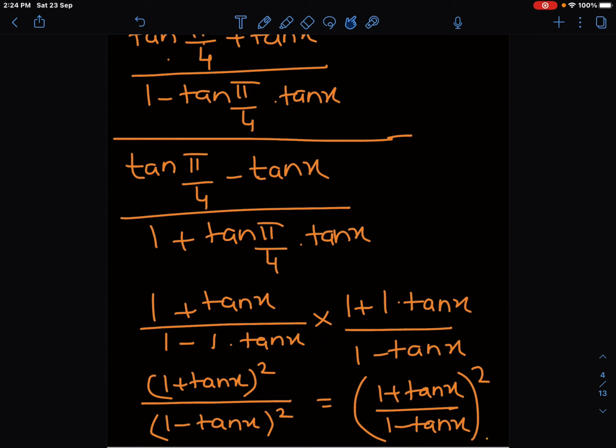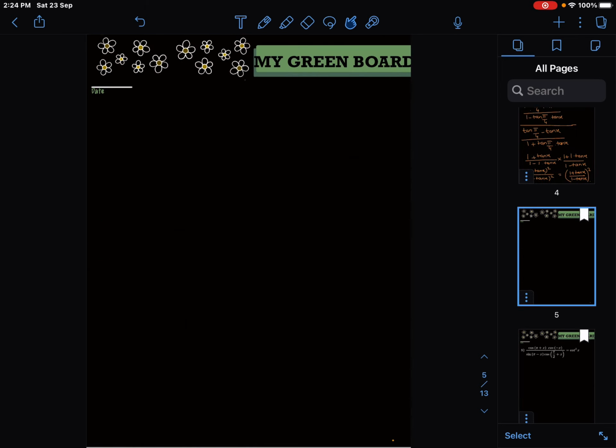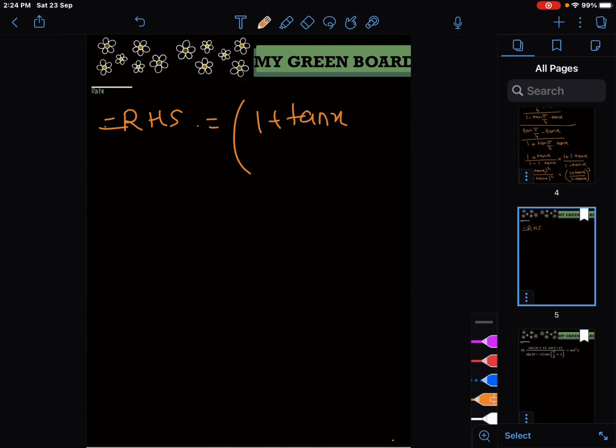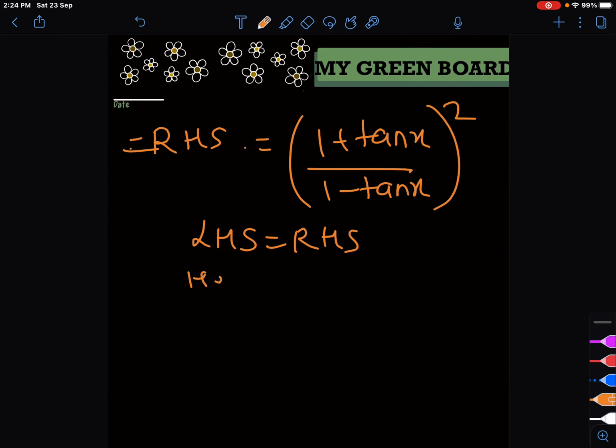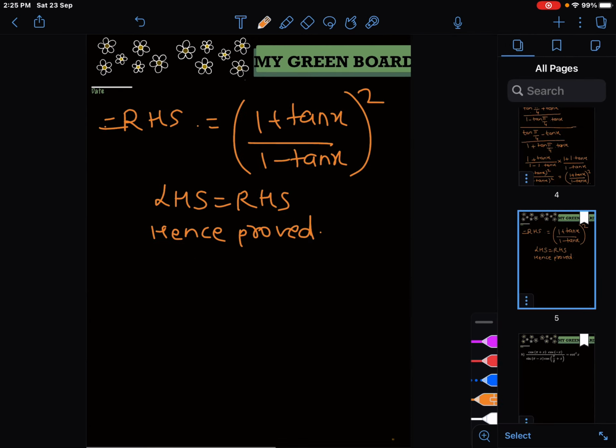This is your RHS. So your RHS, which is equal to your RHS. So your answer is 1 plus tan x by 1 minus tan x the whole square. So LHS is equal to RHS. Hence proved. Please write these steps. Don't leave it; in the end you have to write this, LHS is equal to RHS. You have to prove this because this is a proof sum and you have to write it.